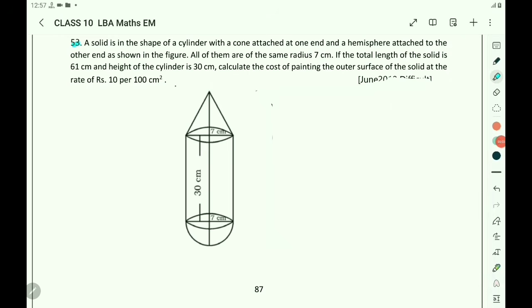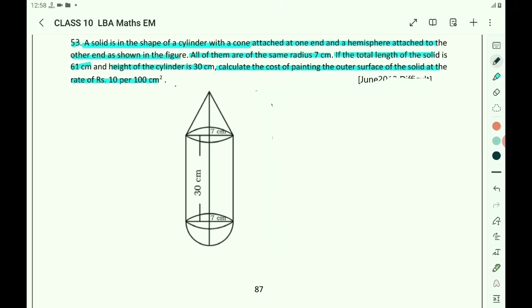Question number 53. A solid is in the shape of a cylinder with a cone attached at one end and a hemisphere attached to the other end as shown in the figure. All of them are of the same radius 7 cm. If the total length of the solid is 61 cm and the height of the cylinder is 30 cm, calculate the cost of painting the outer surface of the solid at the rate of rupees 10 per 100 cm square.